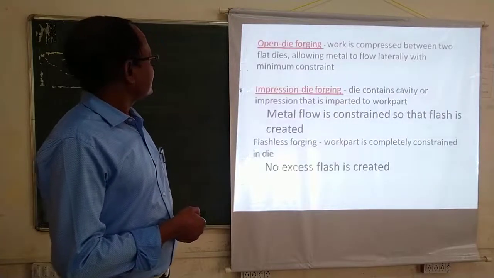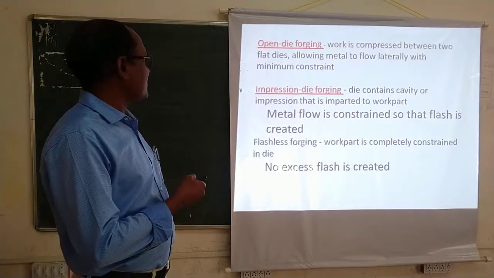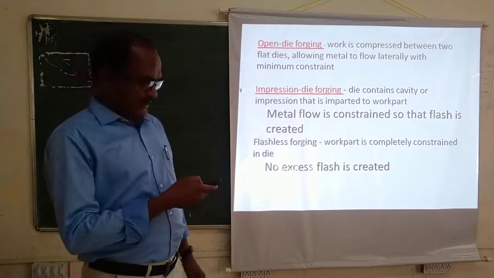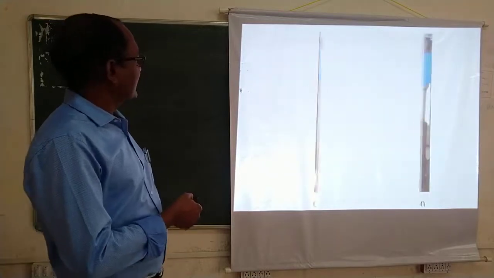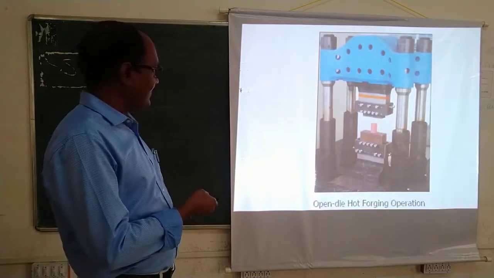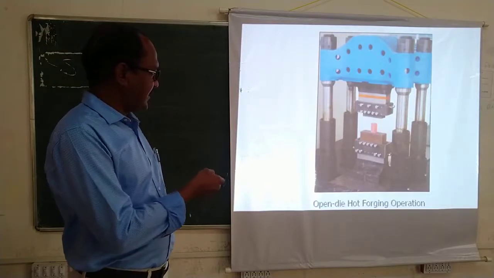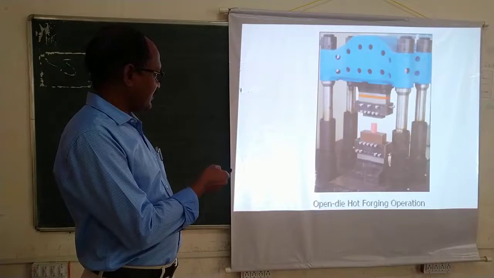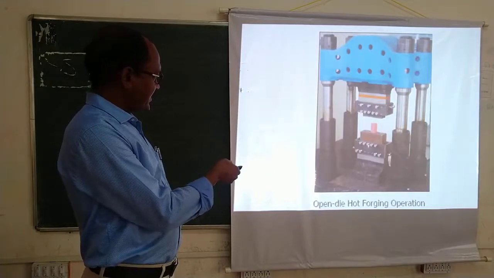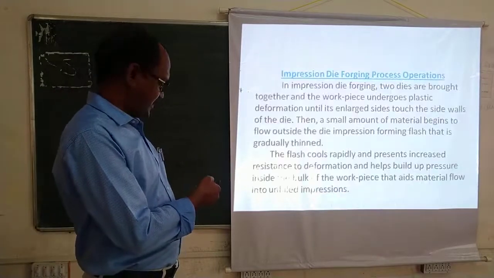Then closed die forging, also called impression die forging. The die contains some impression inside it. If you observe this diagram, this is the open die forging operation. The surfaces of the upper die and lower die are flat, and in between is the heated product on which you apply the compressive force. The upper die moves in the downward direction, and the lower die is stationary or fixed. So this is the open die forging.